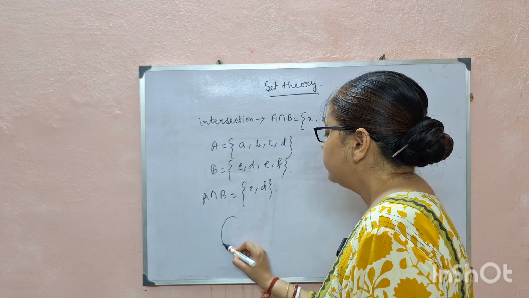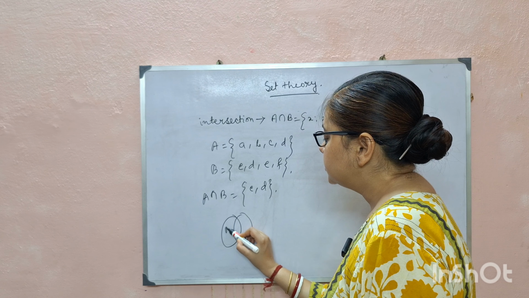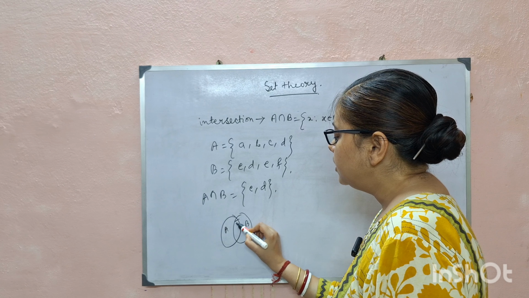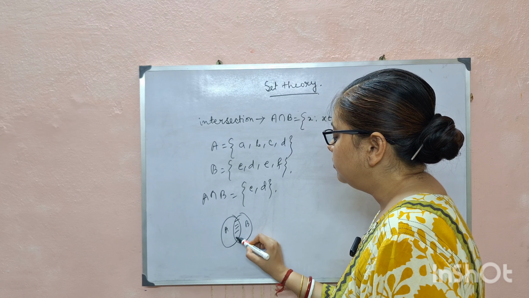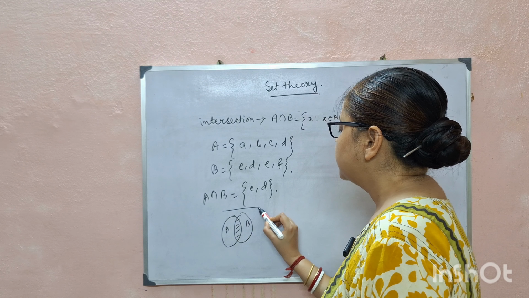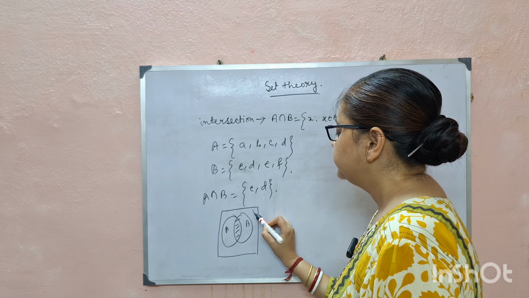In a Venn diagram it is like that. If A is this set and B is this set, then only their common portion will be A intersection B, and this is a subset of the universal set U.